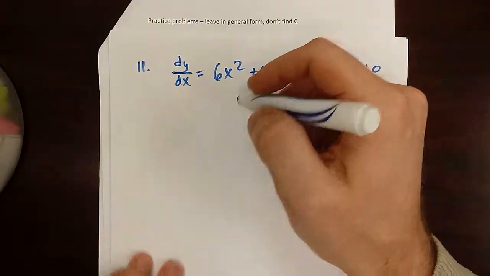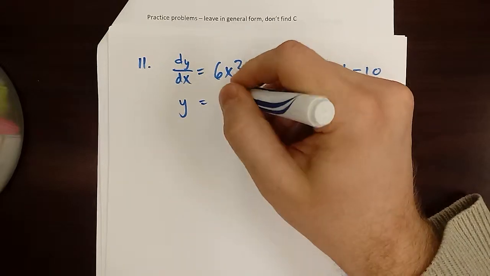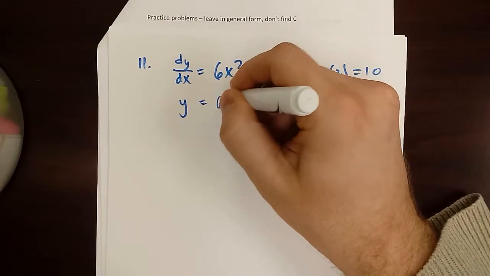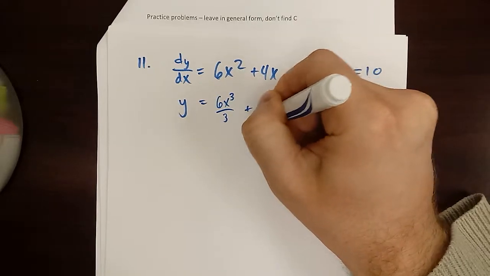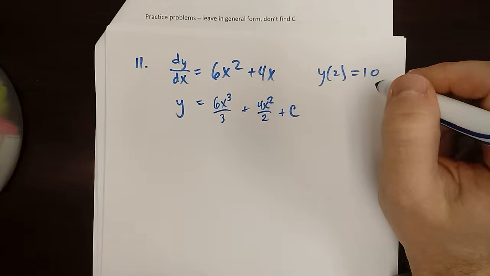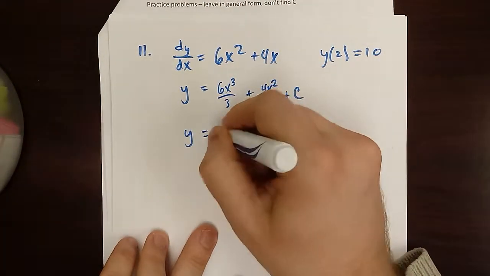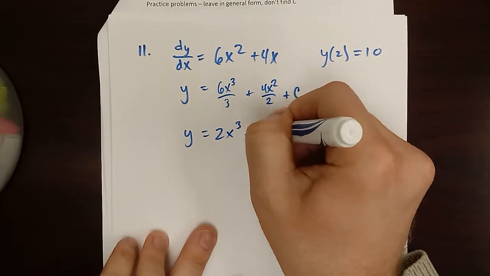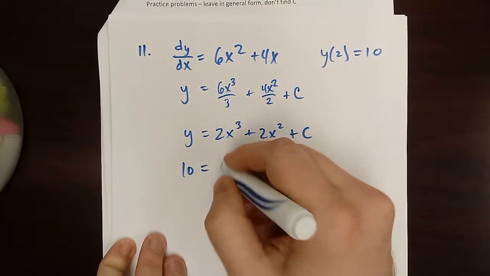Y of 2 is equal to 10. I'm like, what curveball am I missing here? Well, let's see. So we'll separate the variables out. We'll take the integral and get y is equal to 6x cubed over 3 plus 4x squared over 2 plus c. Okay. Nothing. We get y is equal to, so I'm going to simplify this, 2x cubed plus 2x squared plus c. So when I plug in 2, I get 10.